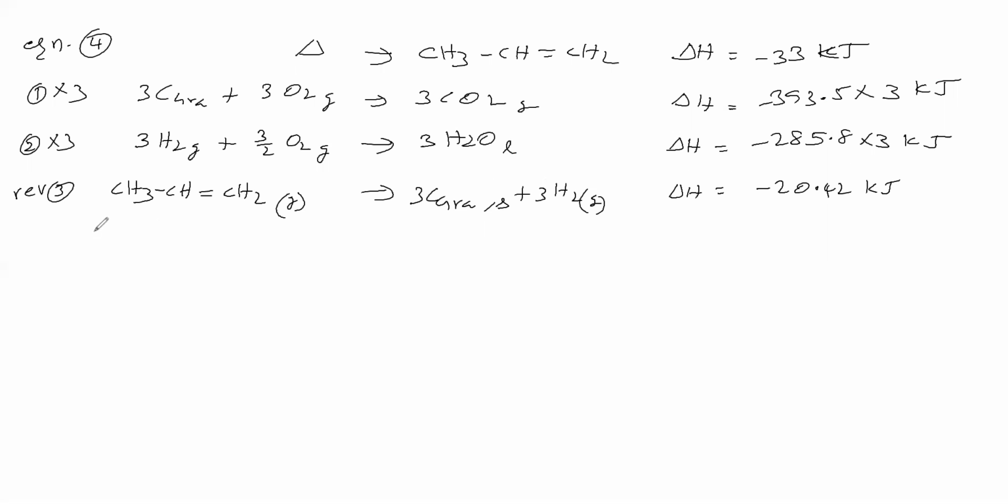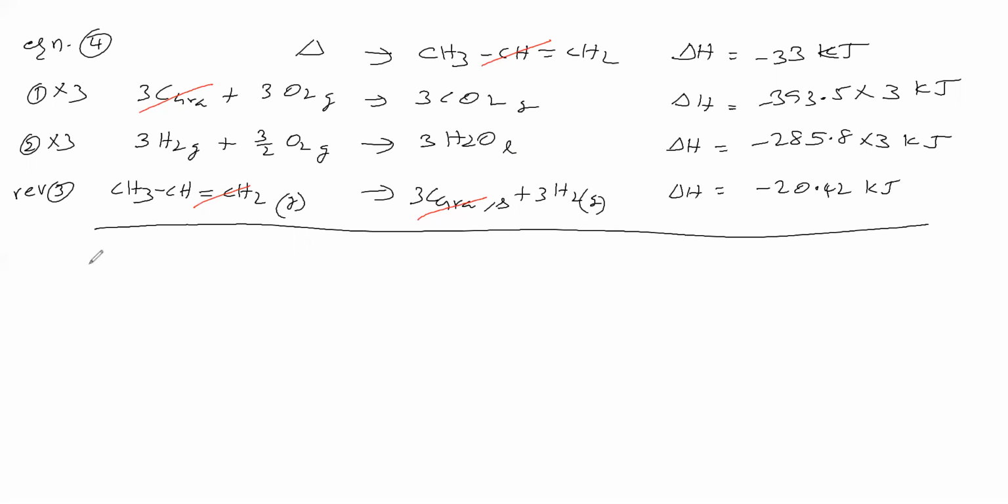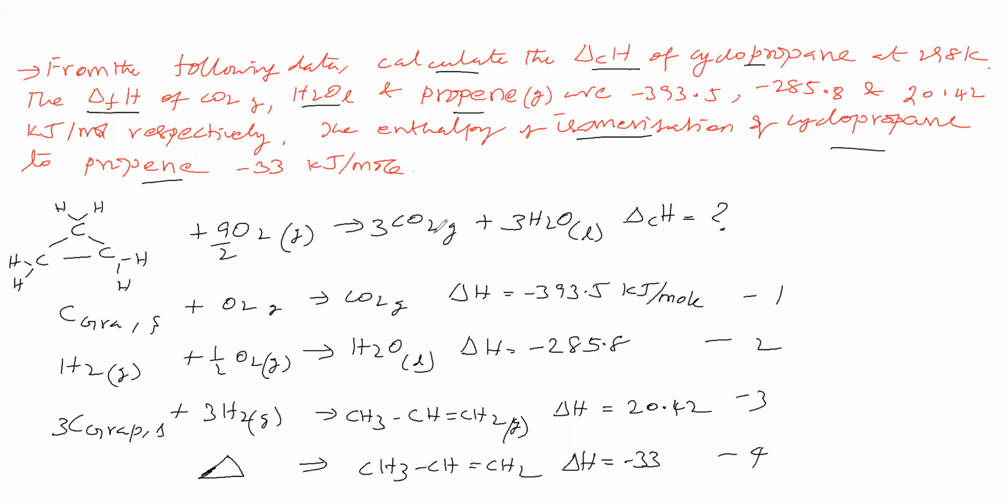Let us add all the equations. We will see whether we are getting the required equation or not. What is getting cancelled? 3 times graphite is getting cancelled. 3 by 2 O2 means 4.5 O2 is there. And then this propene cancels. Now cyclopropane will be on the left side. On the right side, O2 is there, 9 by 2 O2, and 3 carbon dioxide and 3 H2O on the right side. Okay, so is it the required equation? Yes, it is the required equation.